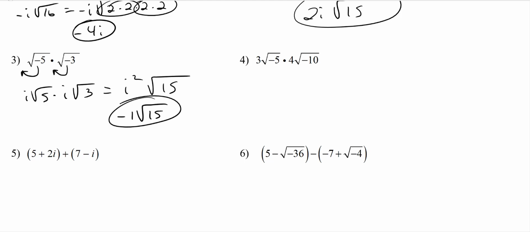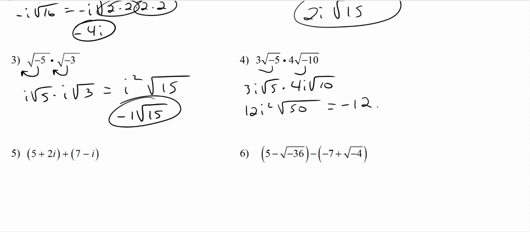Okay. Next one, you're going to multiply. Before we multiply, I know you all want to multiply here, but you got to take an i out first. So take that out and take that out. So you end up getting 3i root 5 times 4i root 10. And now we have 3i times 4i is 12i squared. And root 5 times root 10 is root 50. Okay? And then remember that i squared is negative 1, so it's negative 12. That's kind of nice.